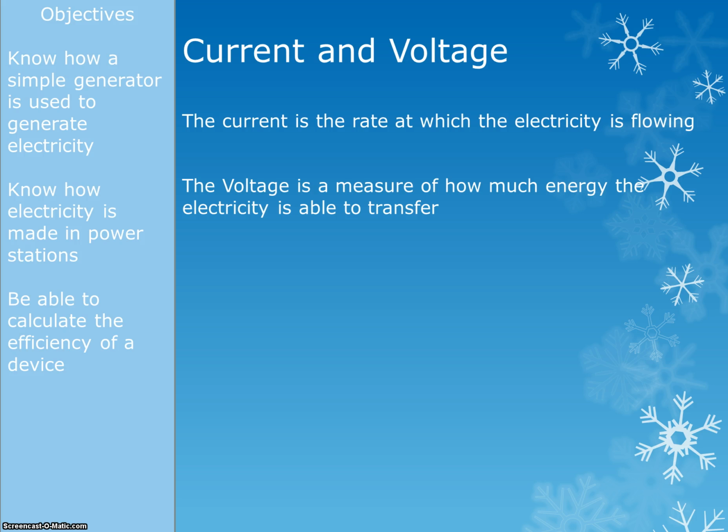Now, both of them are going to affect how much energy we transfer in total, because if I've got low energy electrons but they're going really quickly, they could transfer as much energy as high energy electrons that are going slowly. So if I want to know about how much energy we're transferring with electricity, I need to know about both the current and the voltage. But in essence, the current is how fast is it going, and the voltage is how much energy does it have.